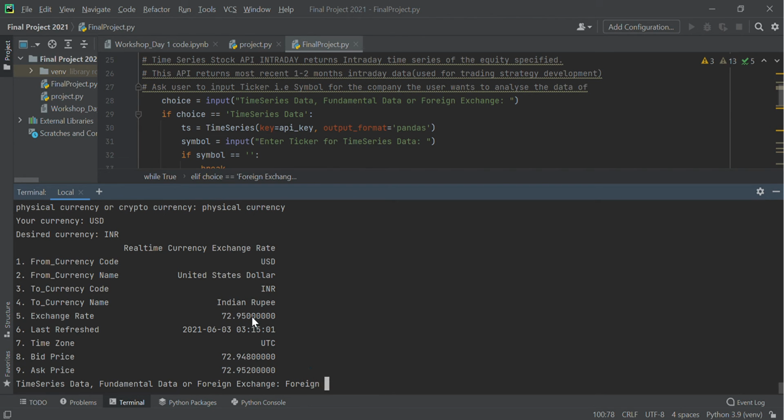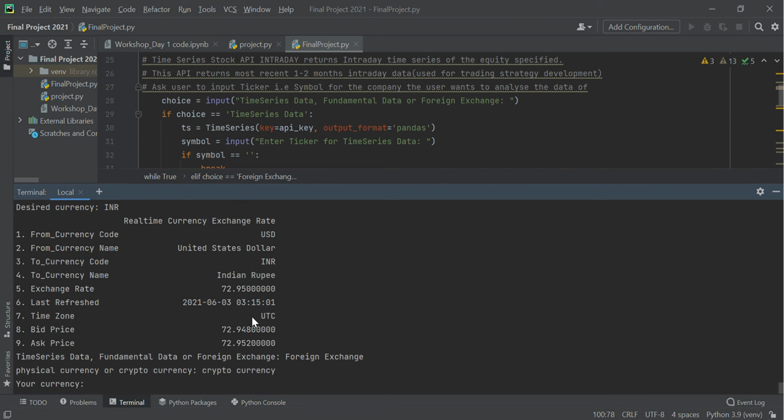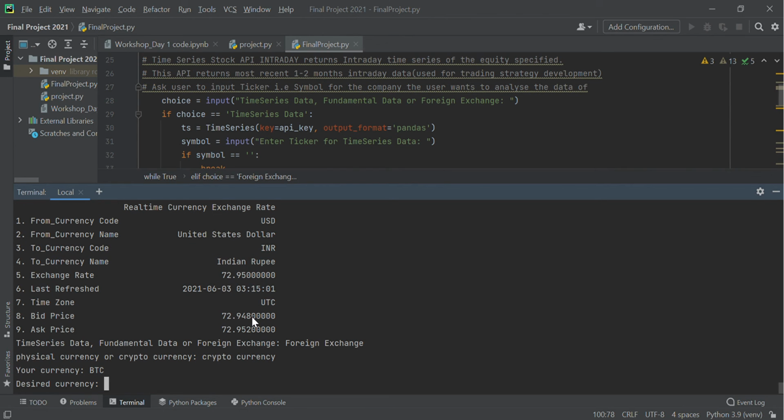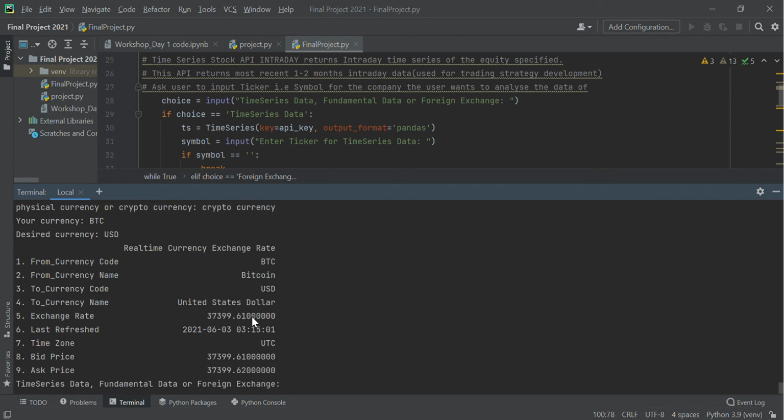Let's say I want to go for something different this time. I would like to go for digital currency, which is cryptocurrency, and I would want to go from Bitcoin to USD, United States dollar. So it gives me the real-time currency exchange rate from Bitcoin to the United States dollar, which is 373999.61. This is the latest real-time currency exchange rate, updated today, 3rd of June 2021. Okay, so that's about my project.